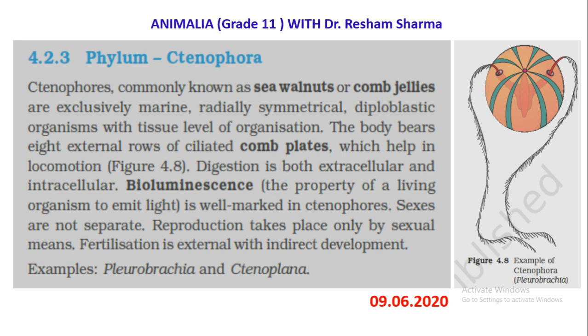Sexes are not separate, which means that the ctenophores are hermaphroditic. That is, the male and the female sex organs are present on the same body. There is just one body on which both the male and female sex organs are present. And fertilization is external, that the sex cells or the gametes, the male and female gametes, fuse and fertilize outside the body of the organism, and there is indirect development. So there is the larval stage involved. The two classic examples taken in your NCERT text are the Pleurobrachia and the Ctenoplana.